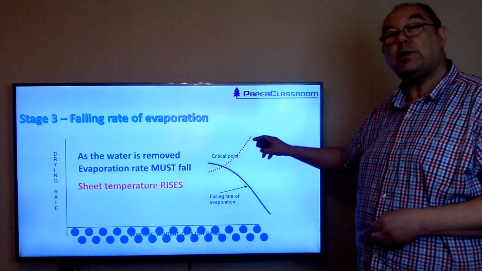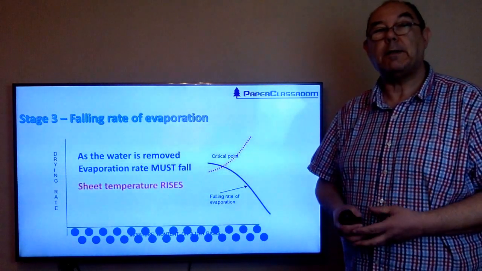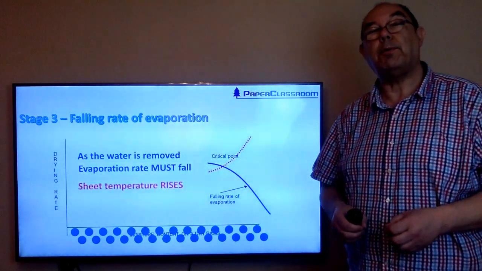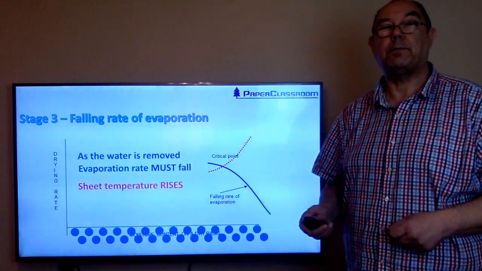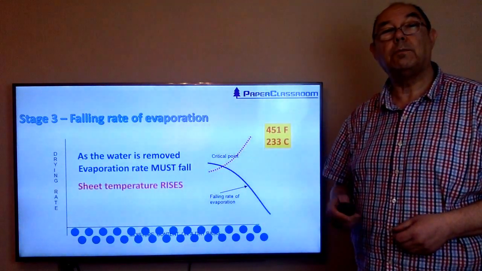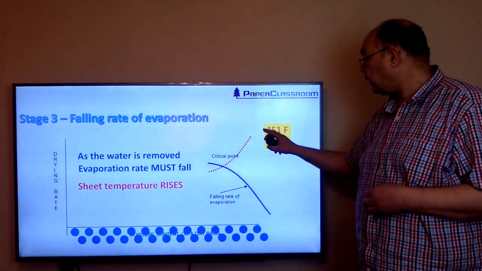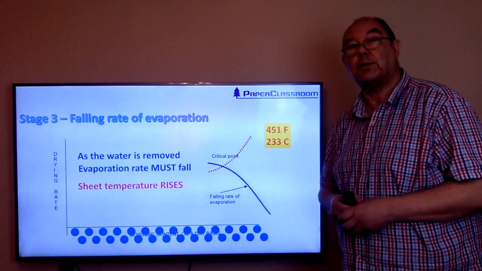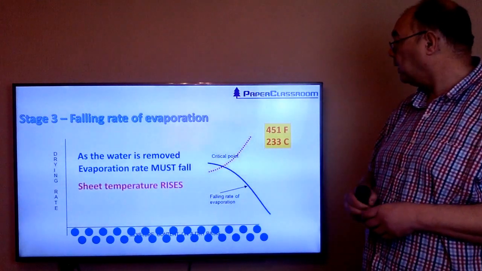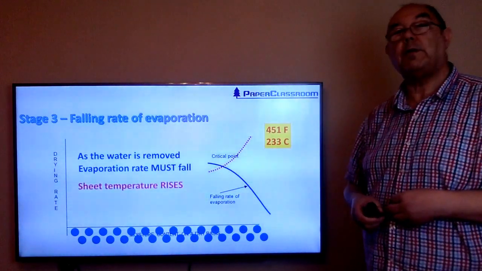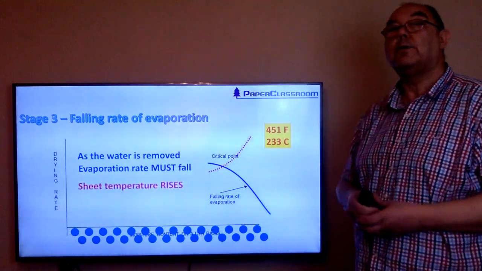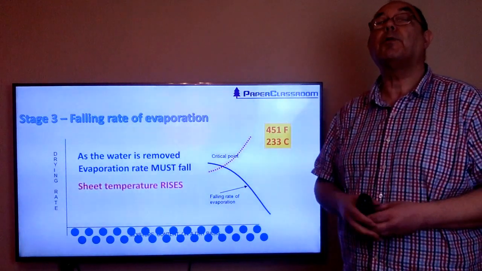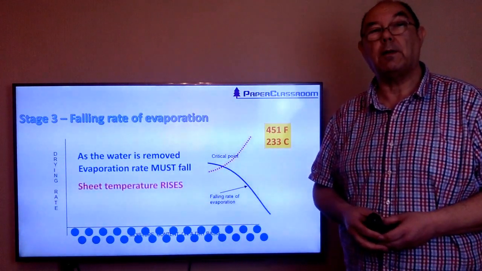What we're seeing then is the sheet temperature is rising. Why is the sheet temperature rising? Because the water is no longer there to hold the temperature down, and therefore it can rise. And how hot could it go? Well, if you were on a different system, maybe a through-air dry system or an air flotation dry system, you could actually reach 451 degrees Fahrenheit, which is approximately 233 degrees C. And those numbers are important because that's the spontaneous combustion temperature of cellulose.